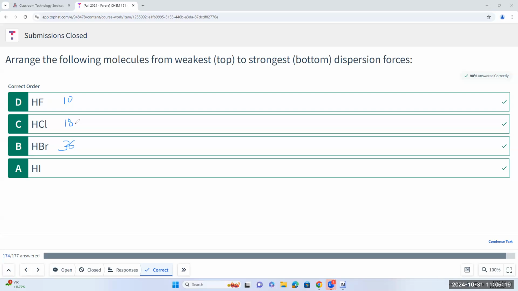So the higher the number of electrons, the more polarizable the molecule is. The more polarizable the molecule, the stronger the dispersion forces.